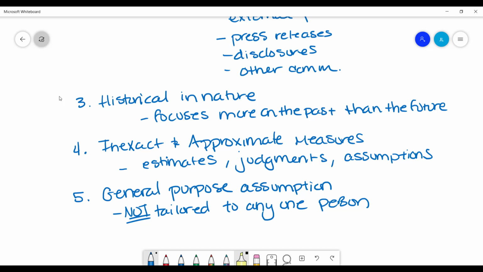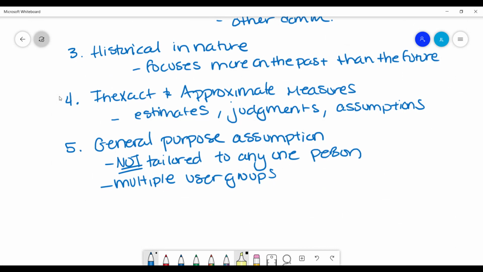Instead, it makes more sense to create information and package it into these neat packages called financial statements, for a bunch of external users, for the general public. It has a general purpose so that anyone who might want to use that information can use it for whatever needs they have. So it serves multiple user groups. Again, general purpose.